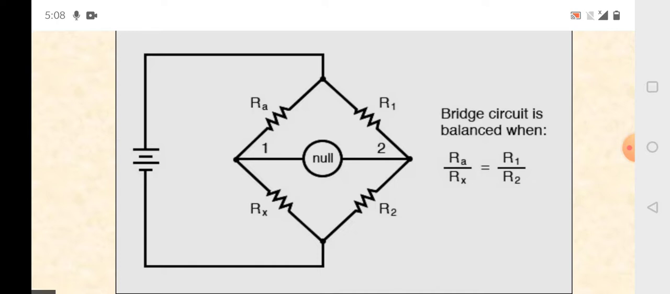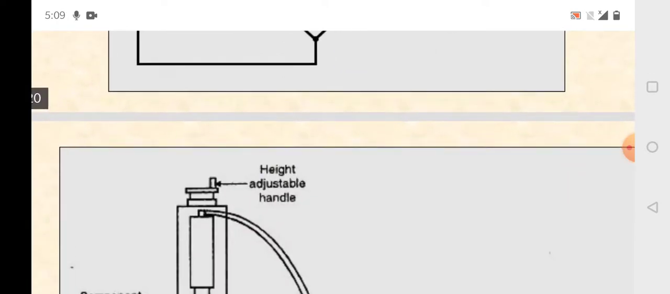So this ratio is balanced, or adjusted to the basic size or the standard size, and one of the resistances is connected to the probe or that plunger. That will vary the resistance because of the variation in the workpiece, and will vary this ratio also. So from there we can get the reading.